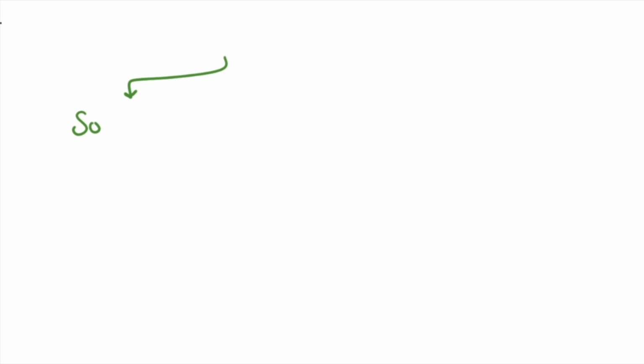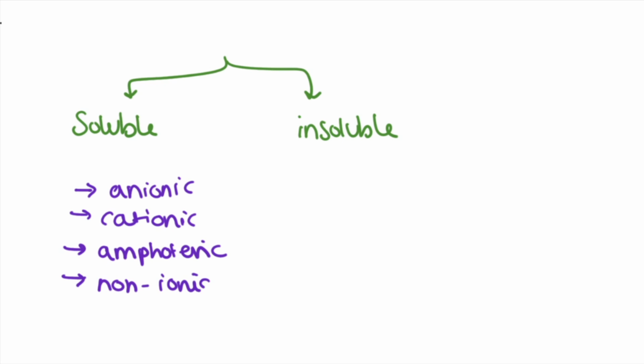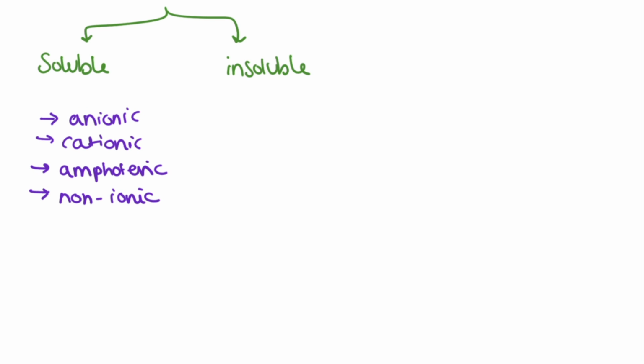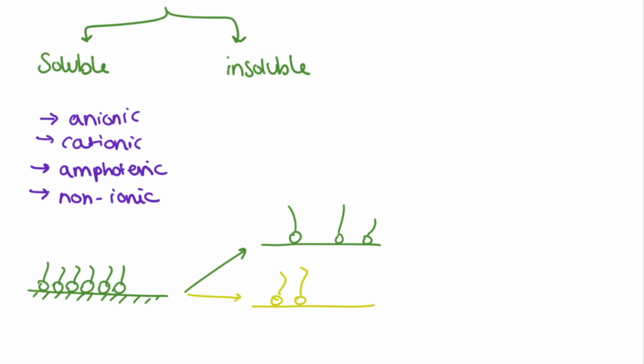Generally, surfactants are divided into soluble surfactants and insoluble surfactants. Within this division, we can further classify them based on their functional groups, like anionic, cationic, amphoteric, and non-ionic surfactants. The thing about soluble surfactants is that they usually form a monolayer. This monolayer can be named gaseous, expanded, or condensed based on the distance between the surfactants.